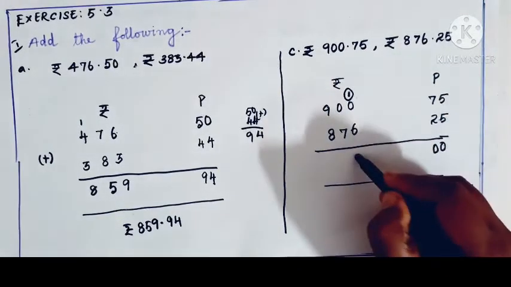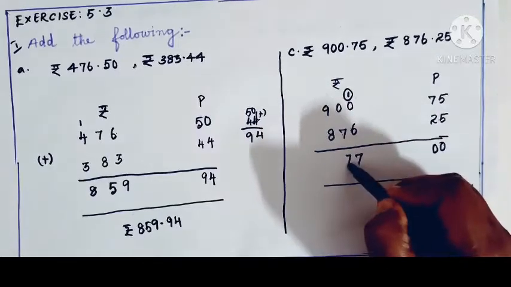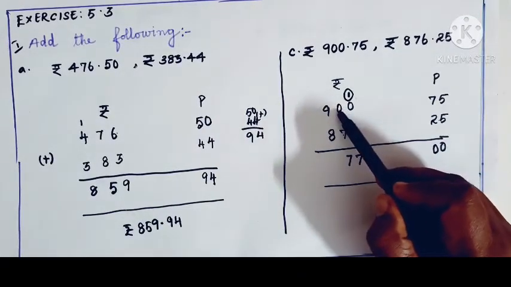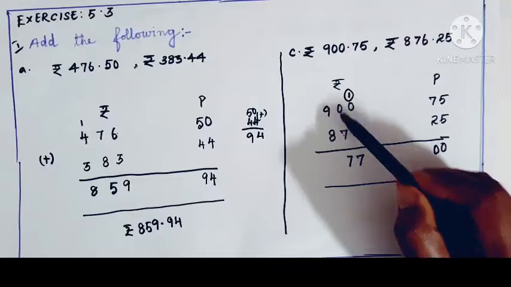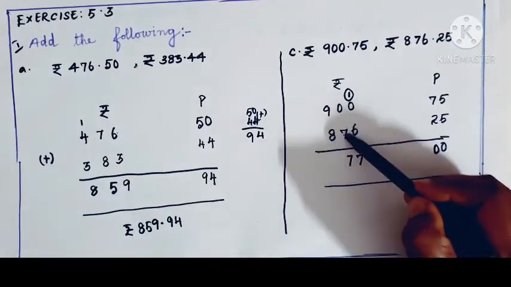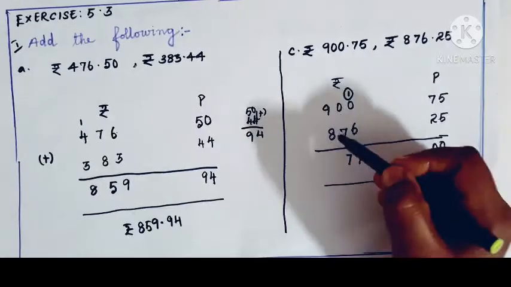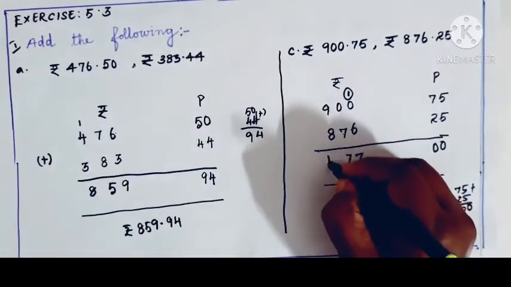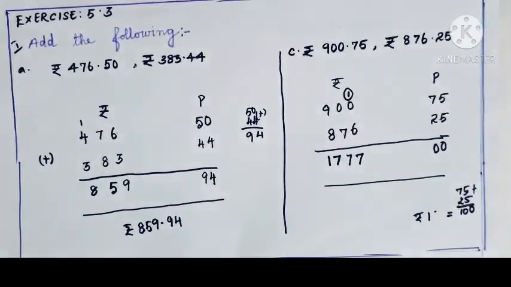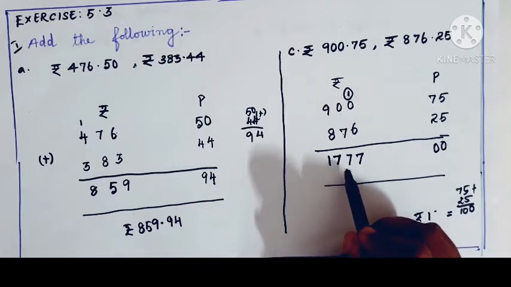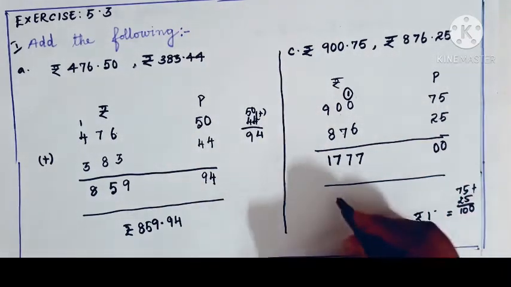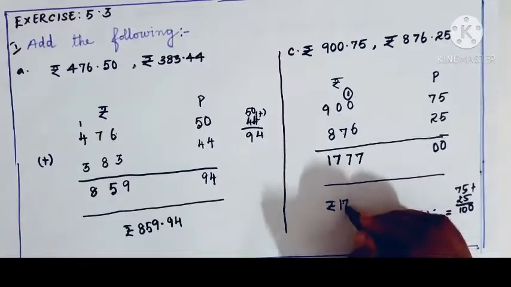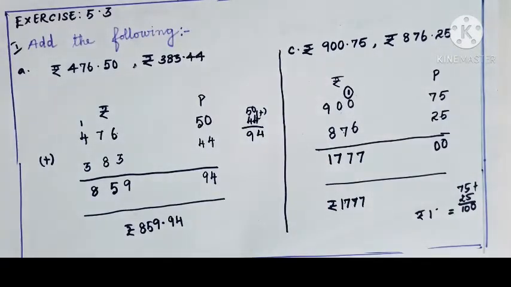1 plus 6 is 7. 0 plus 7 is 7. Again I repeat, when you add with 0, the number is the same. Some students in the test are writing it as 0, so don't make that mistake. 0 plus 7 is 7. Then 9 plus 8 is 17. So it is 1777 rupees, no pies. You can write it like this: rupees 1777. Is it clear?